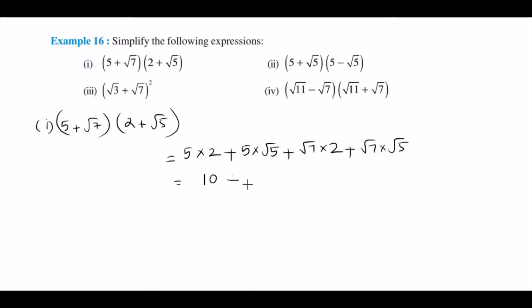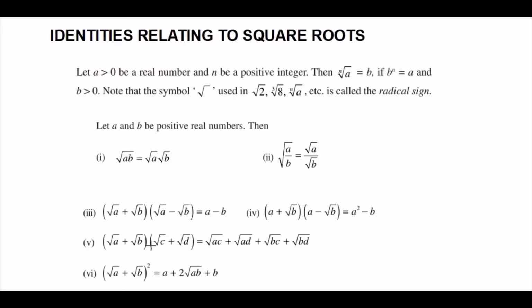So 10 plus 5 root 5 plus 2 root 7 plus root a into root b is root ab, that is root 35. So the answer is this. You can directly write this answer from this identity, that is root a plus root b into root c plus root d is root ac plus root ad plus root bc plus root bd.